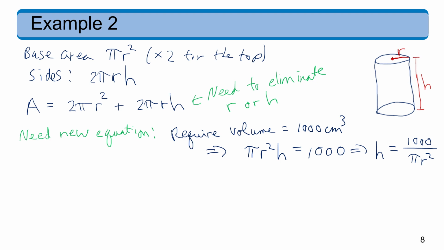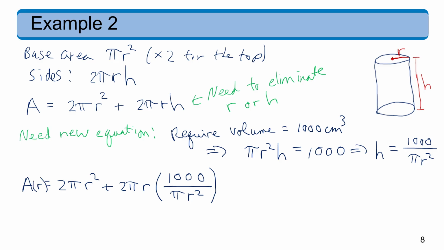And now we're going to rewrite our A equation, and everywhere we see h, we're going to substitute. So we get 2 pi r squared plus 2 pi r times this h, so here we replace h, and now we've achieved our goal of eliminating one of the two variables. Now the area is written as a function of only the one variable r, so we could call it A of r instead of just A if we want to use that function notation.